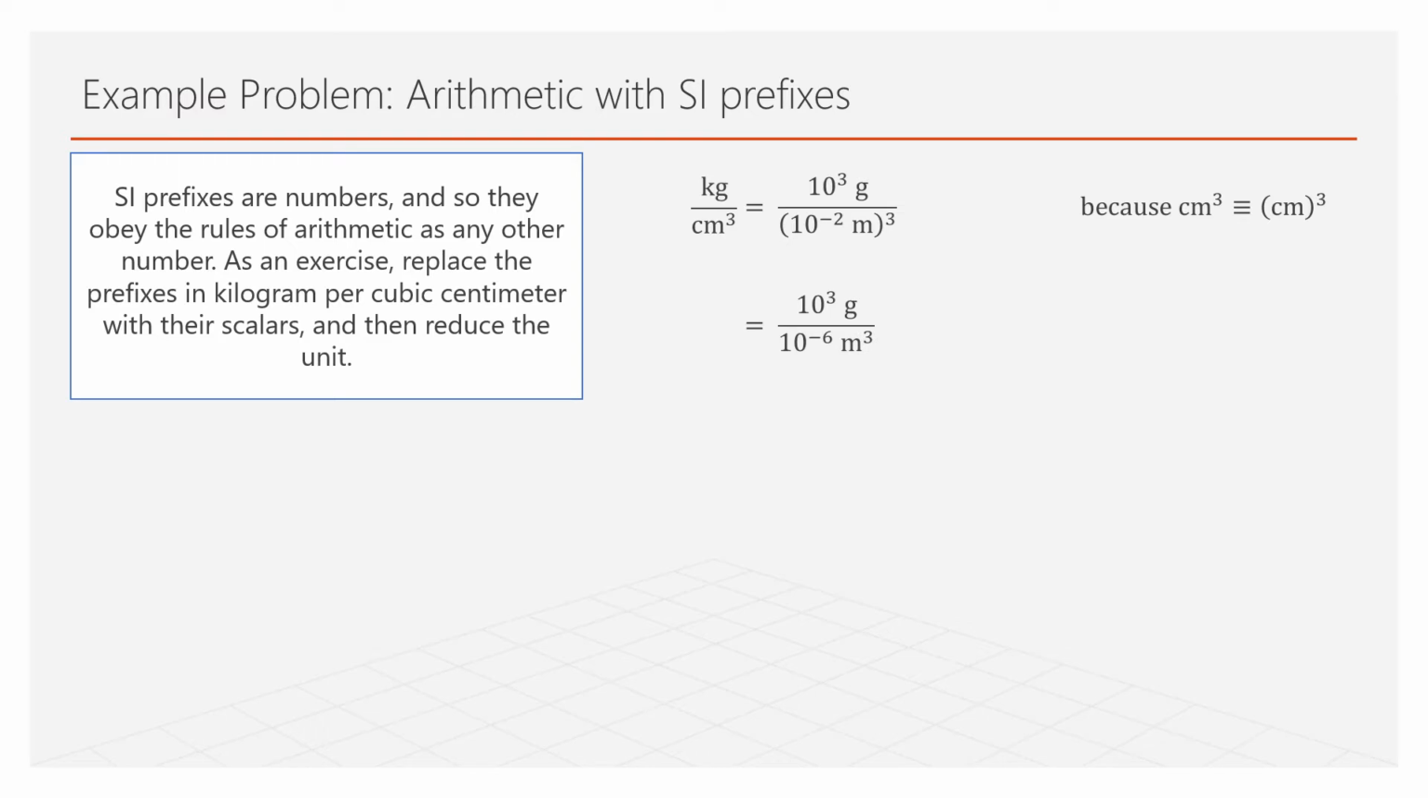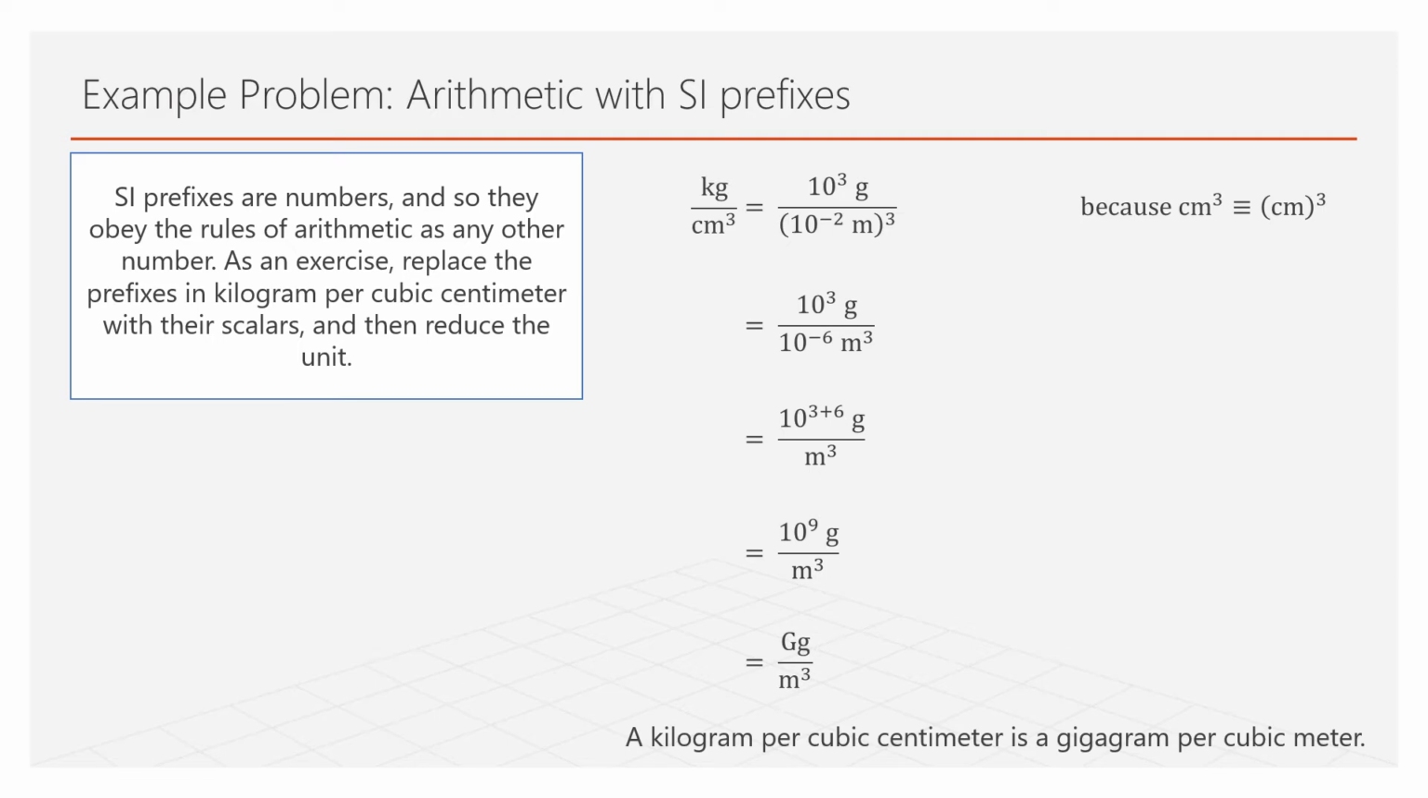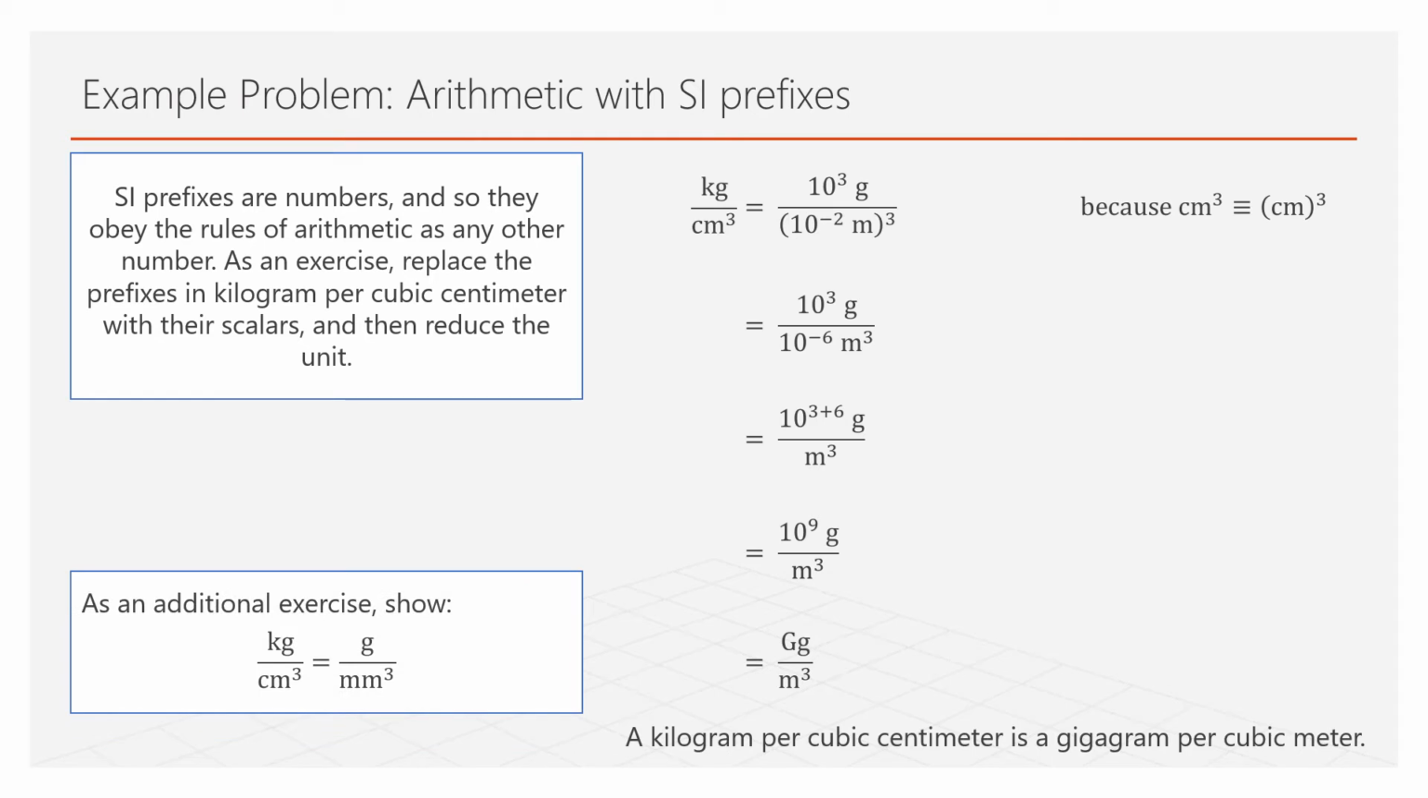10 to the power of negative 2 cubed becomes 10 to the power of negative 6 in the denominator. A negative power in the denominator becomes a positive power in the numerator. So this now becomes 10 to the power of 3 plus 6 grams per cubic meter. 3 plus 6 is 9. 10 to the power of 9 is a billion, which in SI prefix is giga. So a kilogram per cubic centimeter is a gigagram per cubic meter. As an additional exercise, show that a kilogram per cubic centimeter is also equal to a gram per cubic millimeter.